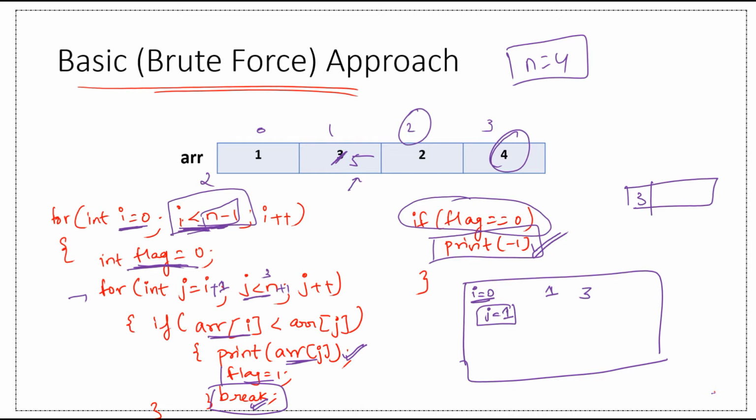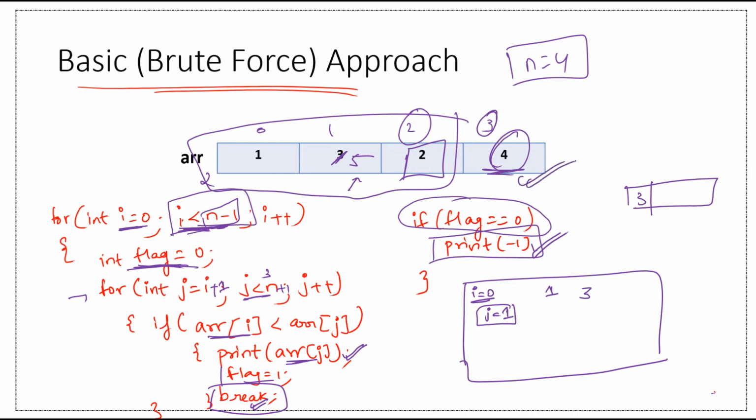Okay, similarly for the last element, see, here i is going till n minus 1. So n minus 1 is 3, so i is going till 2. So we are checking these elements, we are not checking this element. Okay, for that we need to explicitly write print minus 1. Okay, now we will execute this code.